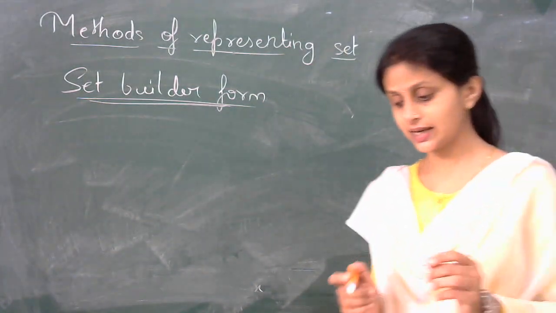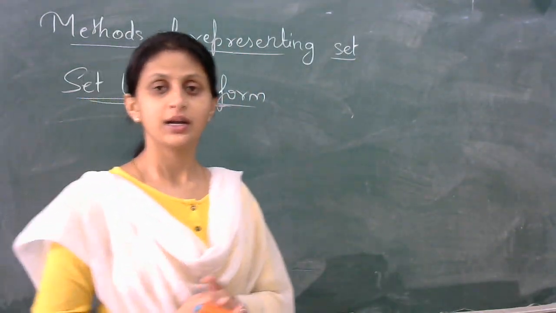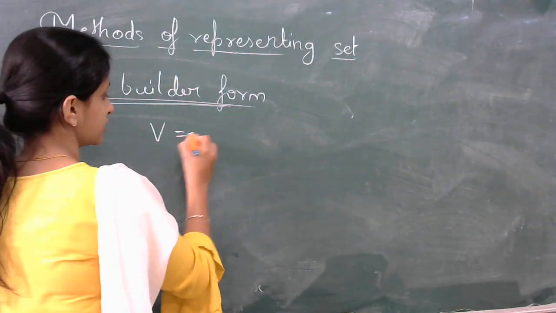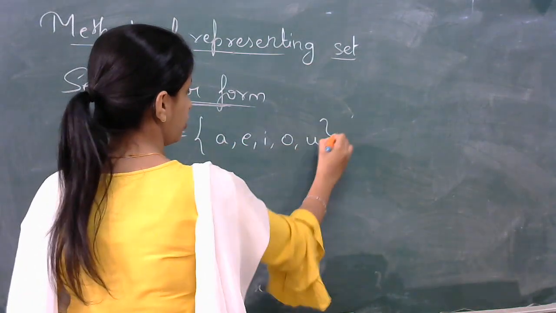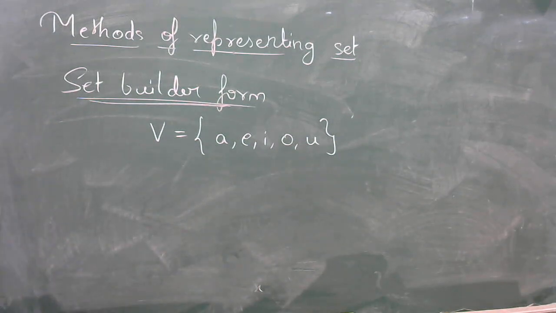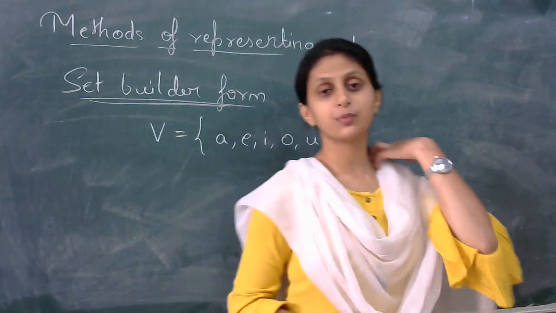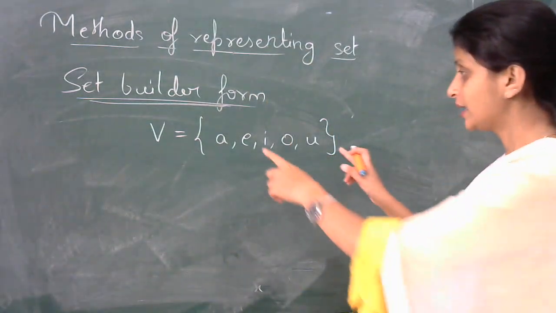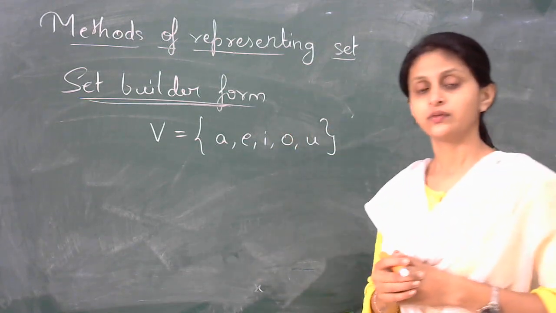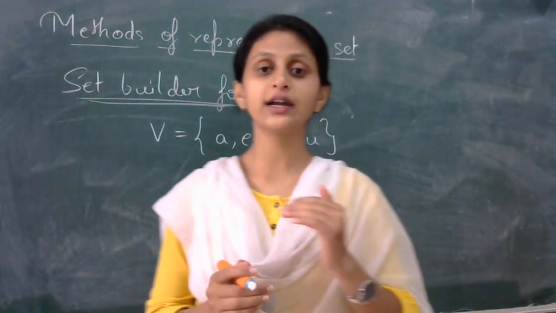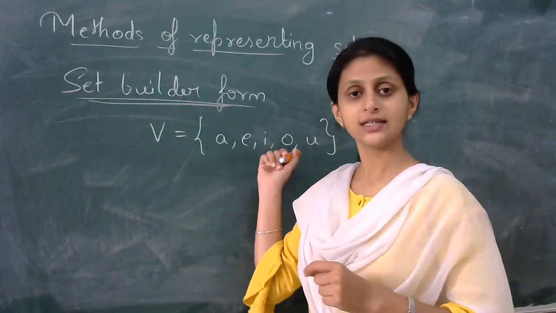For example, let us take the previous day example only, like vowels in English alphabet. Now as we saw in roster form, it was nothing but A, E, I, O, U. So in roster form all the elements were listed, they were separated by commas, and all the elements are enclosed within flower brackets. But in set builder form, how shall we write it, students? We will not write all the elements. We will write the common property possessed by all these elements.